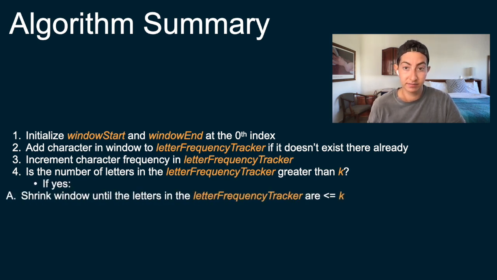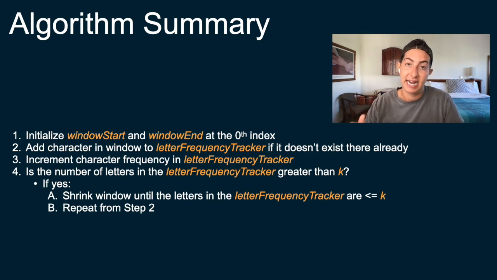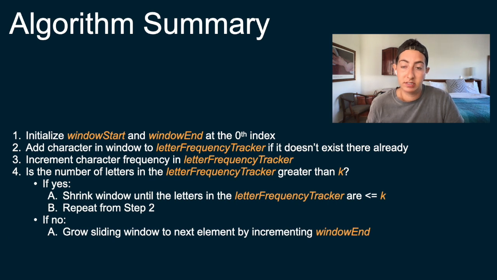If yes, we shrink the window until the letters in the letter frequency tracker are once again less than or equal to K. And at that point, we repeat from step 2. When we get back down to K distinct letters in our letter frequency tracker, we know we can grow our window once again. Now, if the number of letters in the letter frequency tracker is not greater than K, we can grow the sliding window to the next element by incrementing that window end.